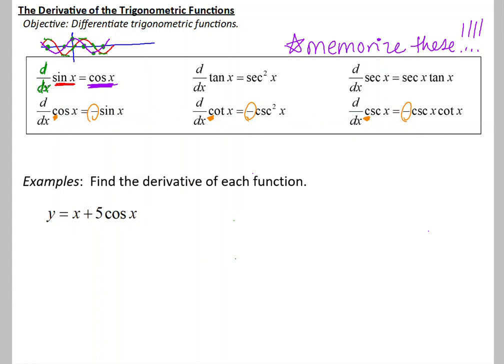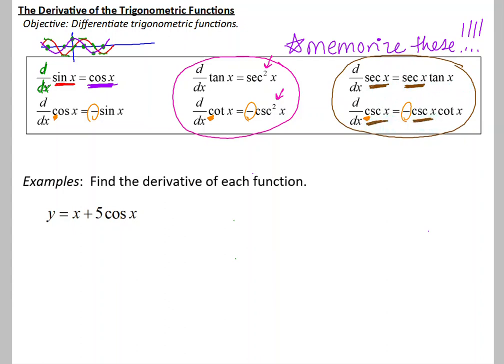What else is a connection that we can make? The tangent family, meaning tangent and cotangent, if we group those together, notice both of those have the squared in it, secant squared and cosecant squared. Also, in the secant family, secant x and cosecant x, they have themselves in their derivatives. Cosecant x, I see cosecant x in the derivative. So some things to help you remember if you group the ideas together.